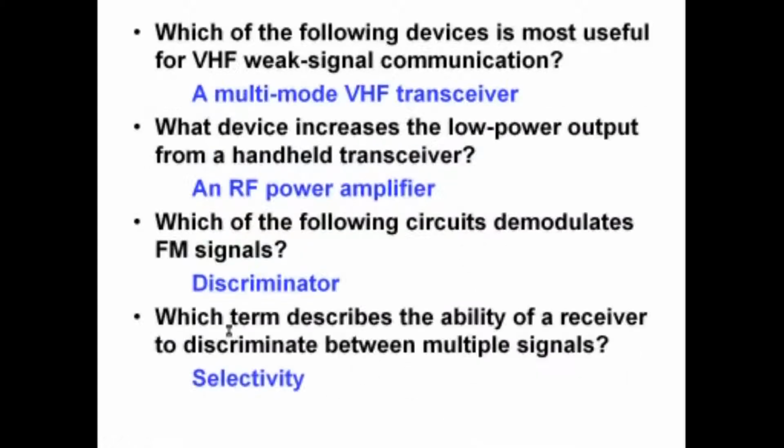Which of the following devices is most useful for VHF weak signal communications? That's a multi-mode VHF transceiver. Multi-mode is important here because it's going to have single sideband and CW, Morse code, which are useful for weak signal communications on any frequency. But VHF, and the weak signal, for the multi-mode.